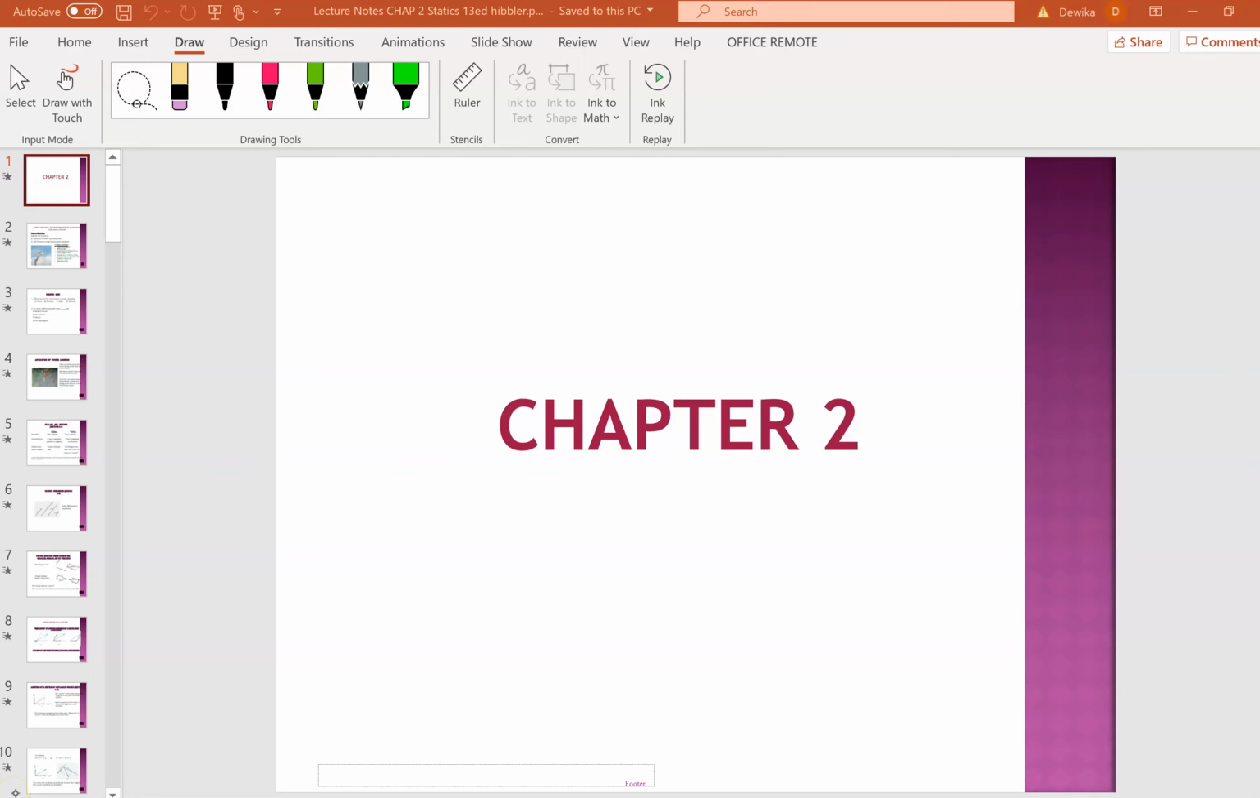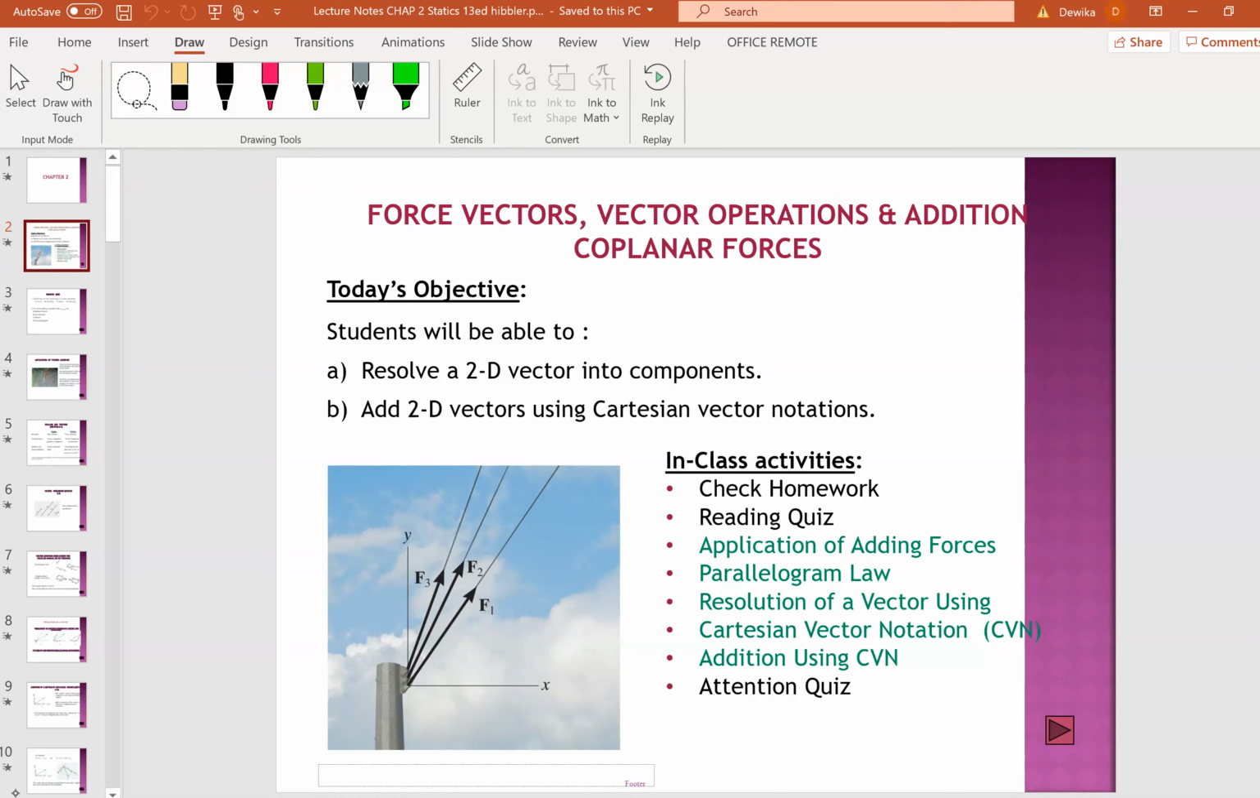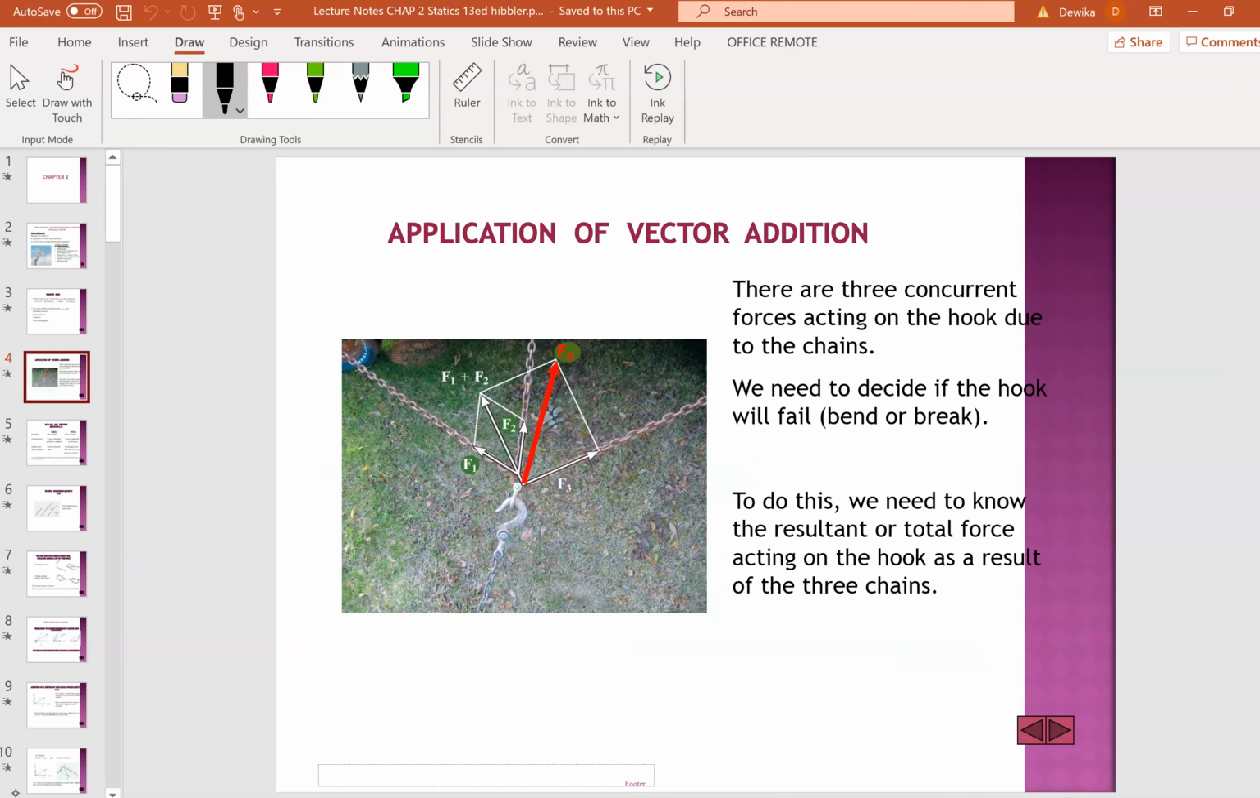Welcome to chapter 2. We're going to go into scalars and vectors in this chapter. I'll be introducing force vectors, vector operations and addition of coplanar forces. The objective is that the student will be able to resolve a 2D vector into components and add 2D vectors using Cartesian vector notation.